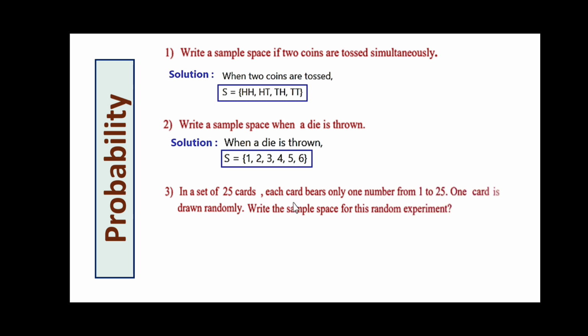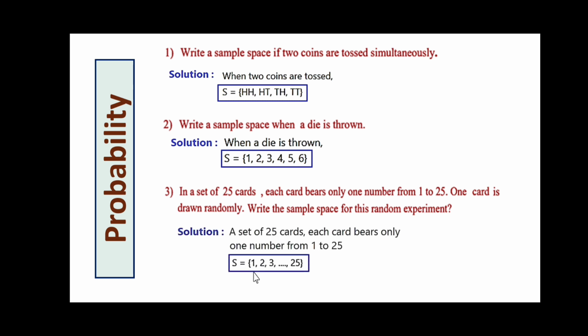In a set of 25 cards, each card bears only one number from 1 to 25. One card is drawn randomly. What is the sample space for this random experiment? Friends, 25 cards are there. On each card, what number is written? 1, 2, 3, 4, 5 like that. So the sample space can be easily written: S is equal to 1, 2, 3, 4, 5, 6 till 25, because 25 numbers we are using. So the sample space will be like this.